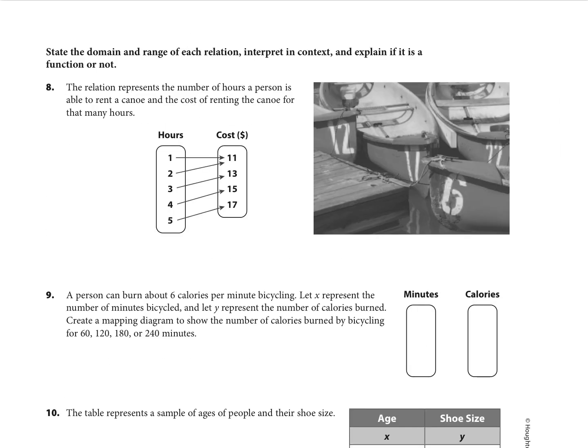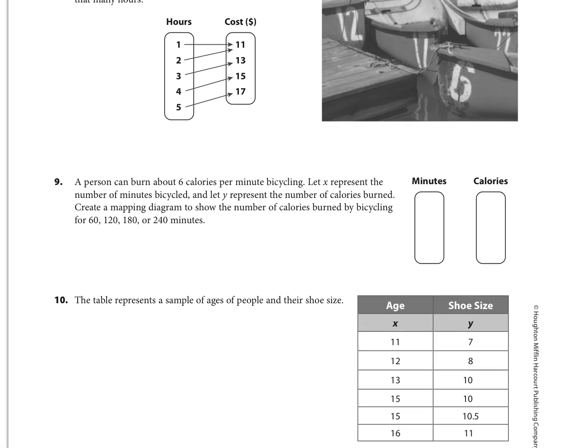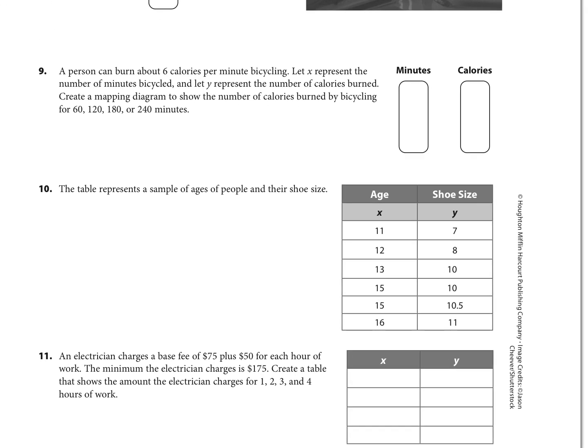So number 9 is on this page here. A person can burn about 6 calories per minute bicycling. Let x represent the number of minutes bicycled and let y represent the number of calories burned. Create a mapping diagram to show the number of calories burned by bicycling for the given minutes.